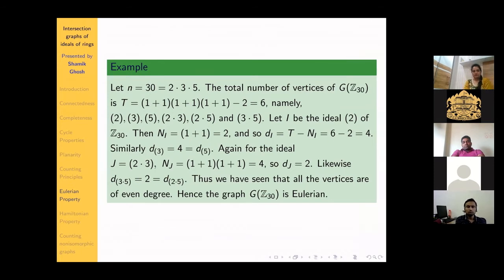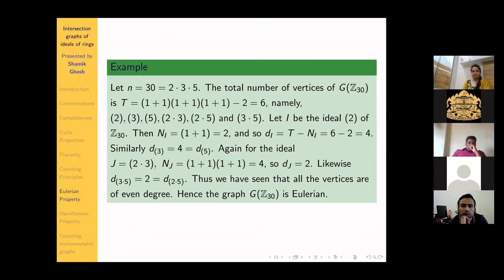Suppose I is the ideal generated by 2. So here you see Ni is 1 plus 1, 2. So the degree of I is T minus Ni. When it is 2, the requirement is that the non-adjacent ideal must contain 3 and 5. So the only ideal is 1 into 3 into 5, because 2 into 3 into 5 is n, that is the 0 ideal. So only 1 and itself are non-adjacent here. Total number of vertices was 6, so the degree is 4. Similarly, the degree of 3 and the degree of 5 is also 4.